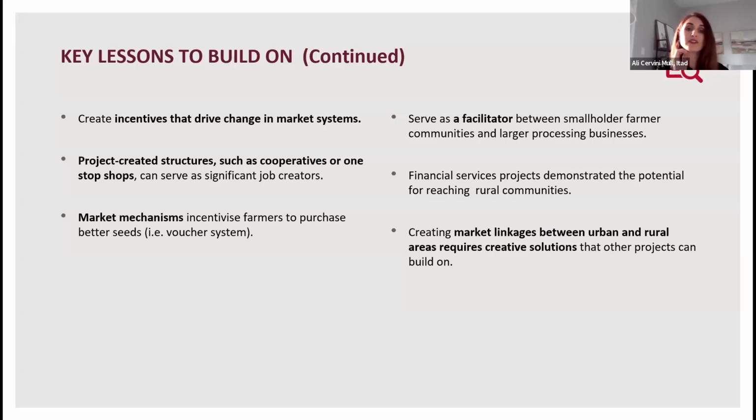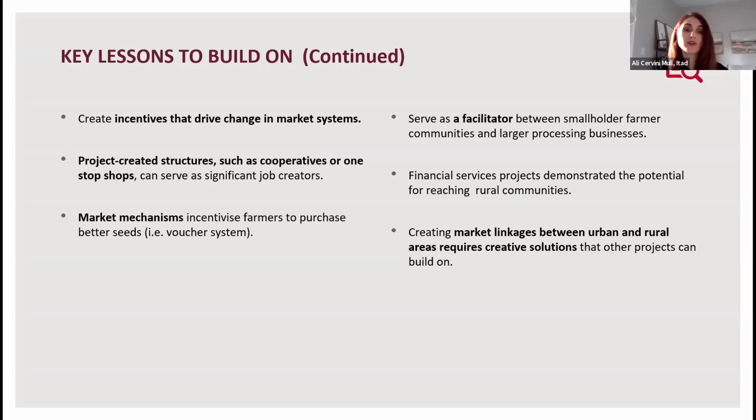There are opportunities in agricultural sectors for IRiS to serve as a facilitator between smallholder farmers and communities and larger processing businesses in a way that increases income for smallholder farmers while reducing supply costs for the larger businesses.